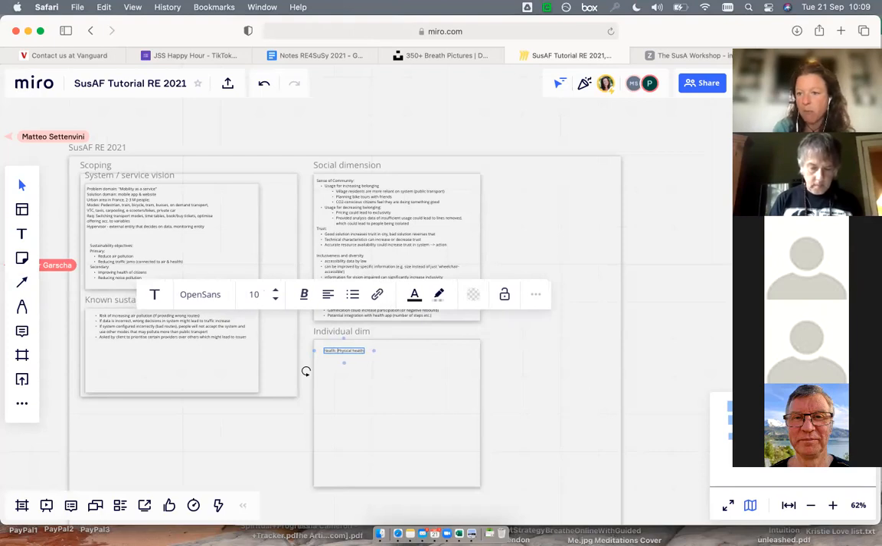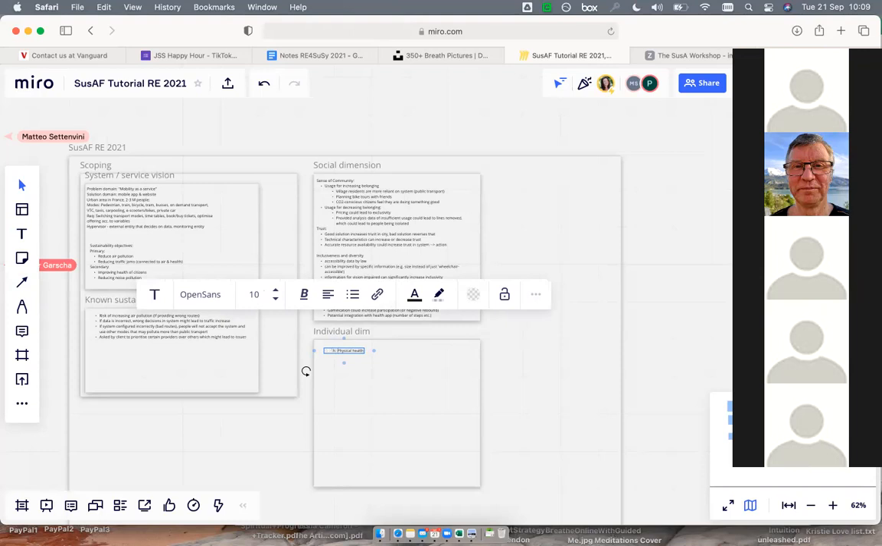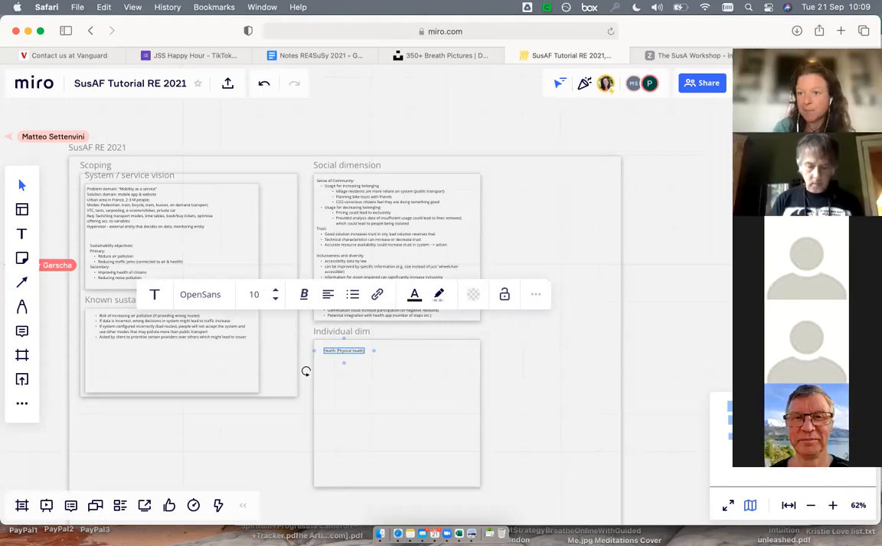We were also talking about air and noise pollution. So a decrease in air and noise pollution if you're doing this right. Yes.